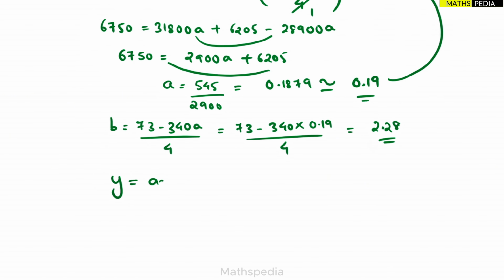So you can write the final thing. y is equal to ax plus b, we know. So that implies y is equal to the a value 0.19 into x plus the b value 2.28.